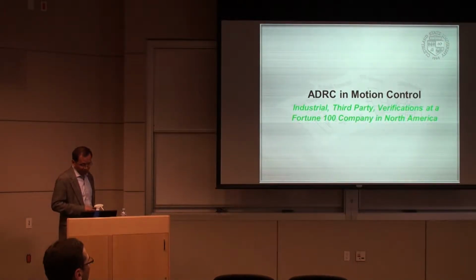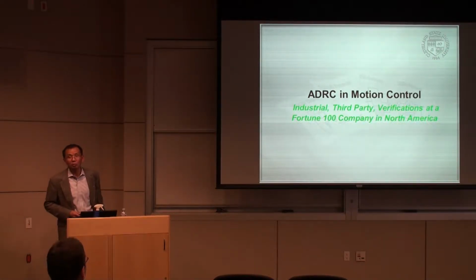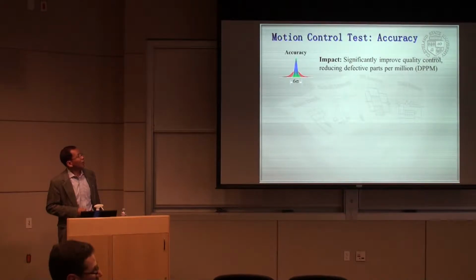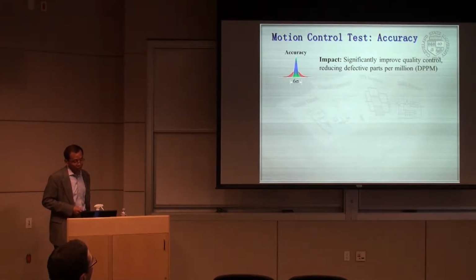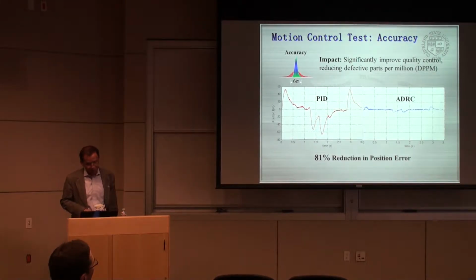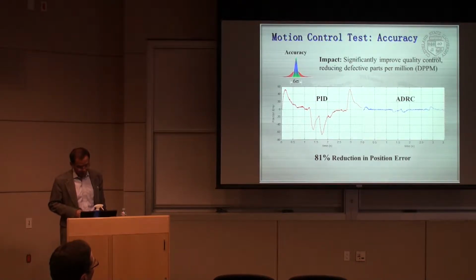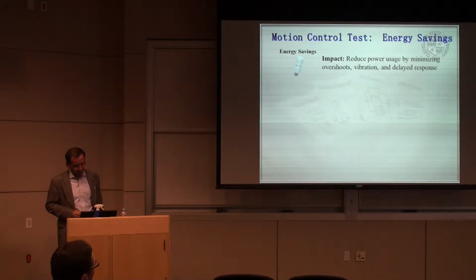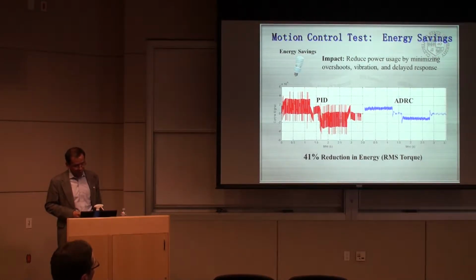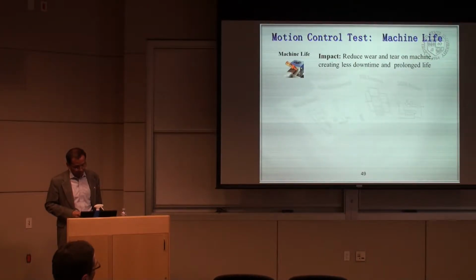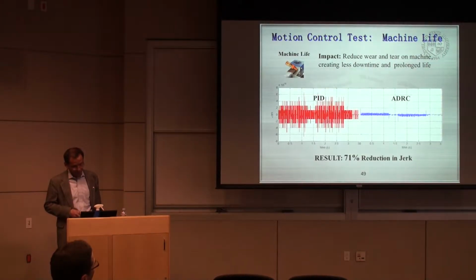The second example is ADRC in motion control. And this is again a third-party industrial verification. In motion control, we are looking for 3 things. In accuracy, we see 81% reduction in position error. In energy saving, we see 41% reduction. And in wear and tear, we see 71% reduction.